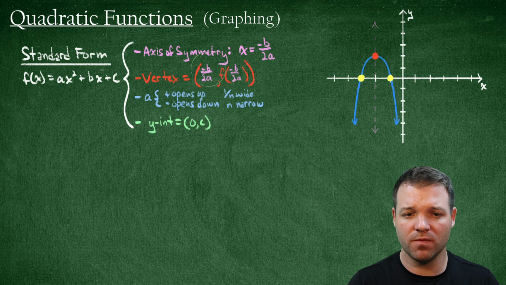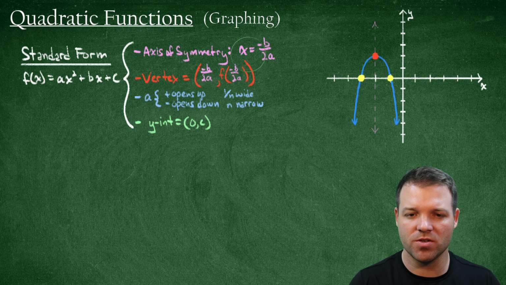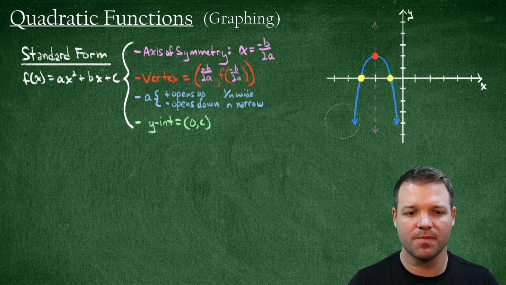Okay, so we can figure out our vertex fairly easily, but it does require some formulas. So remember, axis of symmetry, x is equal to negative b over 2a. Then we can plug that x value in, to get a y and figure out the vertex.